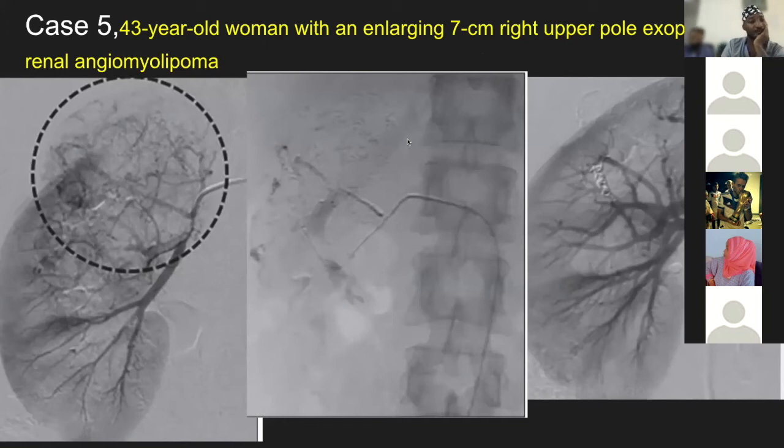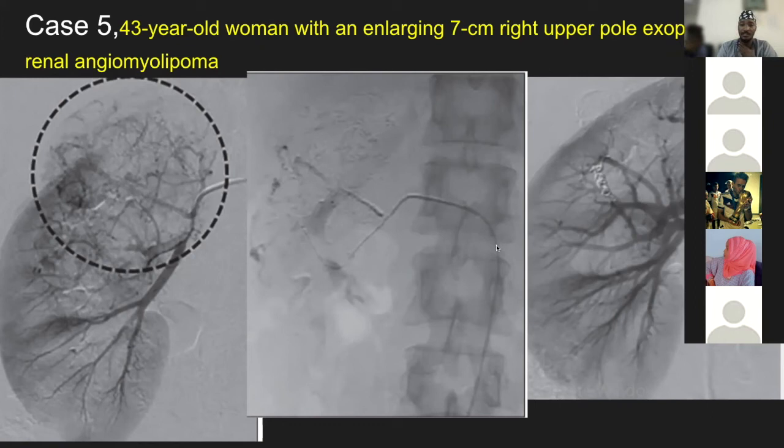So the fifth case was a 43-year-old woman with an enlarging 7 centimeter right upper pole exophytic renal angiomyolipoma. A selective renal arteriogram was done, which showed a highly vascularized area of the confirmed angiomyolipoma region.